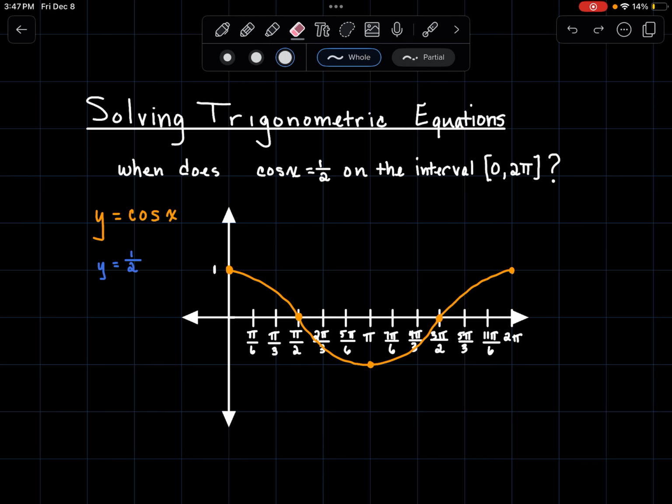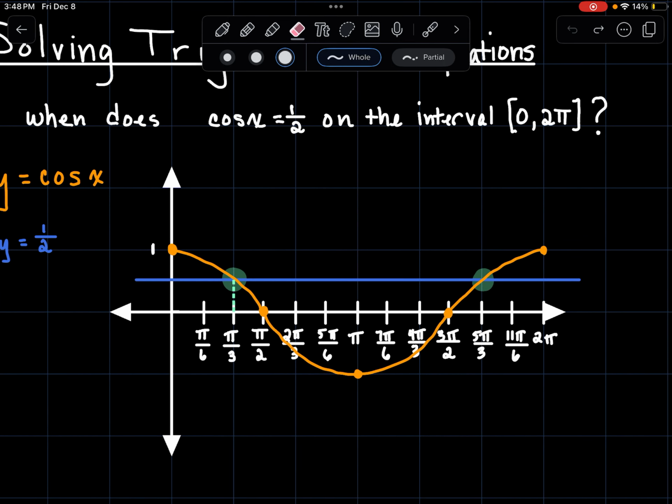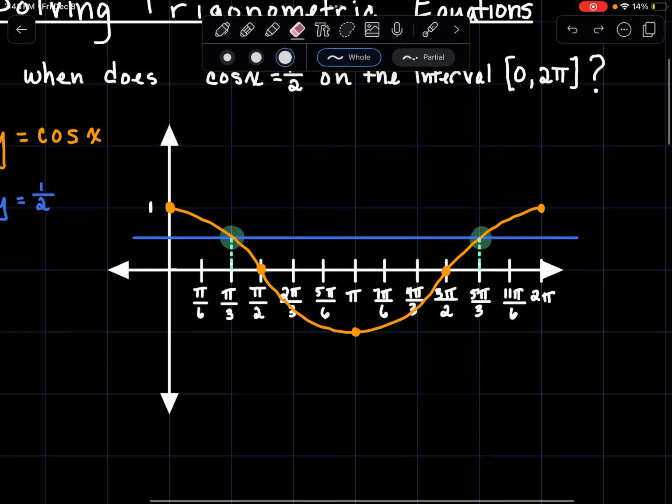Graphing then the 1/2, y equals 1/2, our job is to then, like in systems of equations, find where these graphs intersect. Well, of course you can see these two graphs intersect twice. And if we take those two intersection points and go straight down to the x-axis, we see there is one solution at the radian pi over 3. The next solution goes down to 5 pi over 3. So in our equation here, we would say that our solutions are pi over 3 and 5 pi over 3, and these are the only two solutions to this particular trig equation.